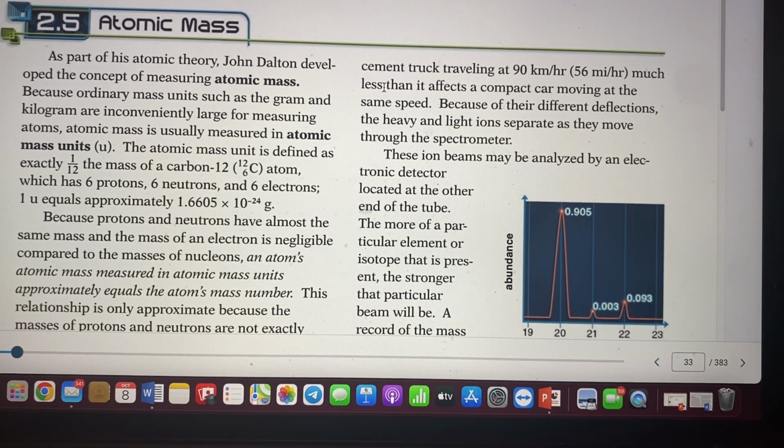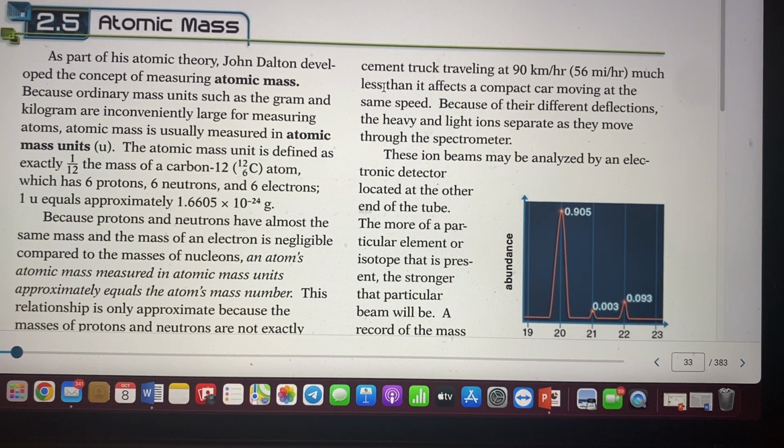The atomic mass unit is defined as exactly 1/12 the mass of a carbon-12 atom, which has 6 protons, 6 neutrons, and 6 electrons. And 1 u equals approximately 1.6605 times 10 to the negative 24th grams. We're going to get that in the next chapter, so you'll find out in the next chapter how they figured that out.